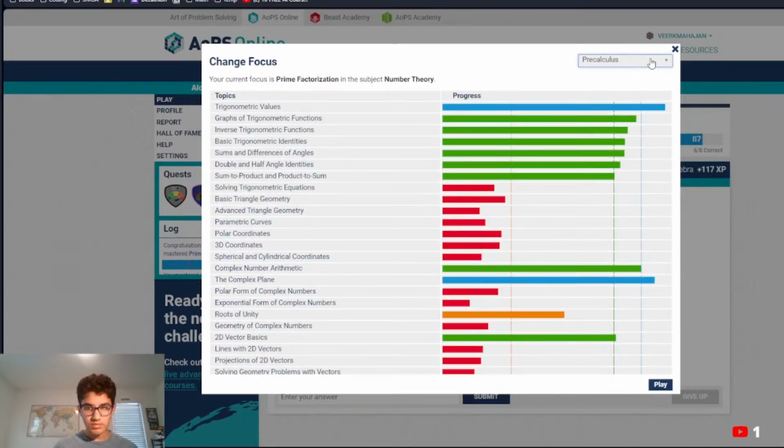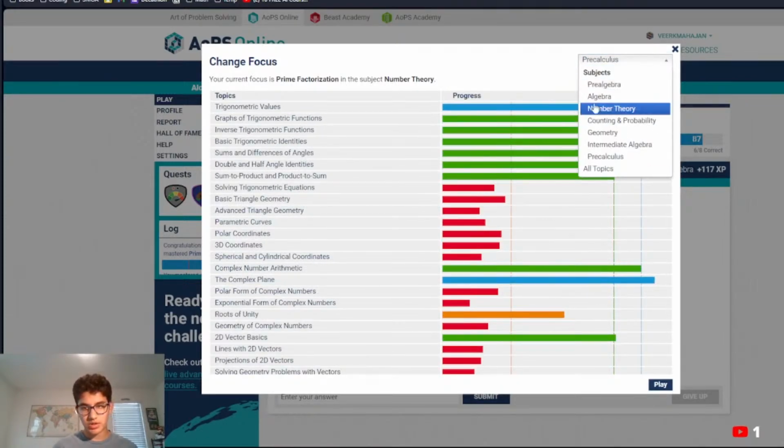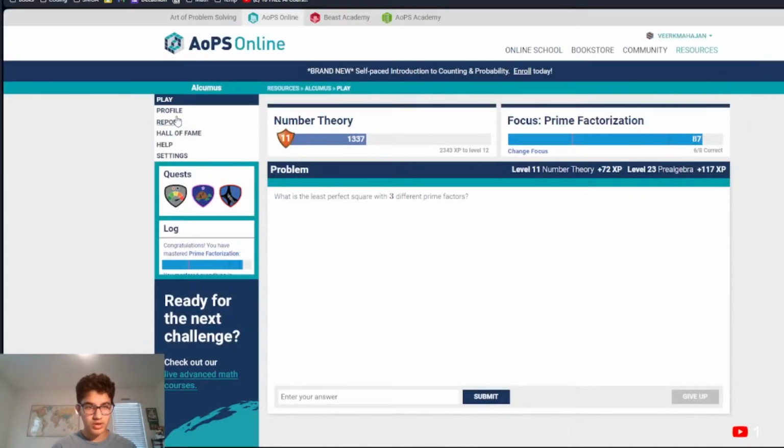So anyway, right now we finished number theory. That's 1 out of like 7. Let's move on. We'll finish counting and probability soon. That'll be 2 out of 7. Pre-algebra and algebra, I'm not really going to count them. So I think right now we're like halfway done with Alcumus. Right, halfway done with that.